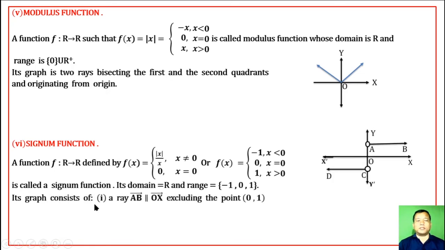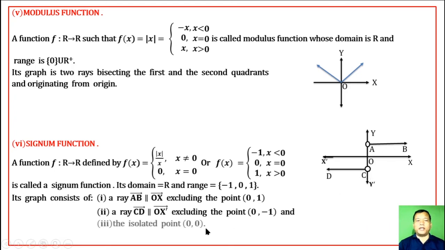Its graph consists of number 1, a ray AB parallel to OX ray, excluding the point 0, 1, that is A. Number 2, a ray CD parallel to OX dash ray, excluding the point 0, -1, that is the coordinates of point C, and the isolated point 0, 0.